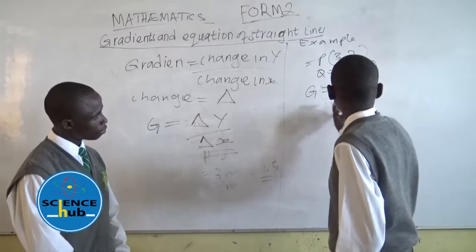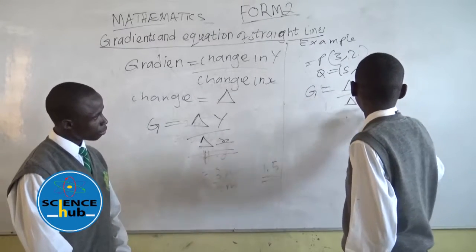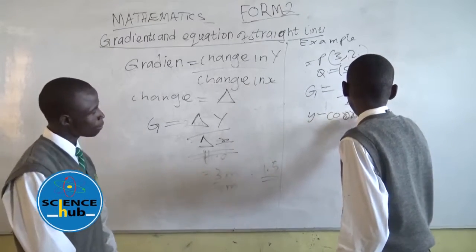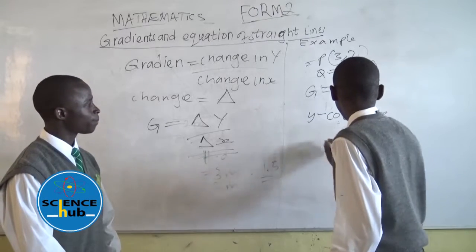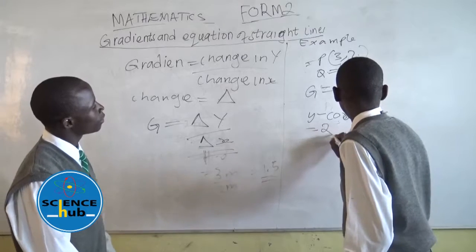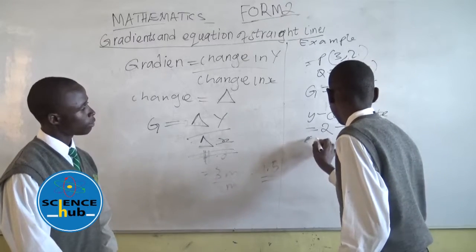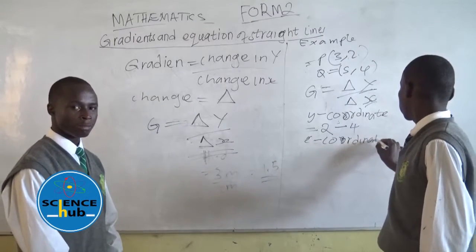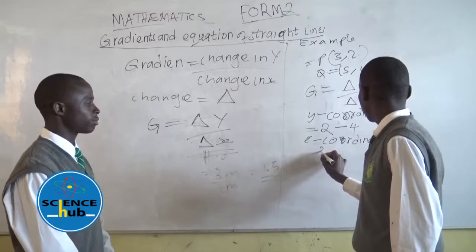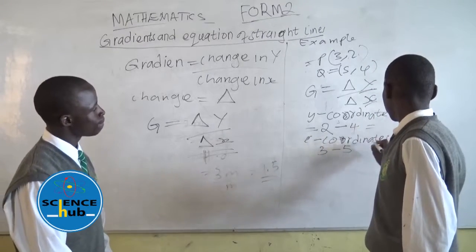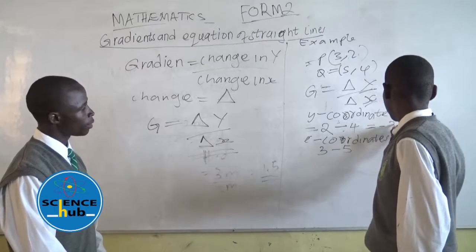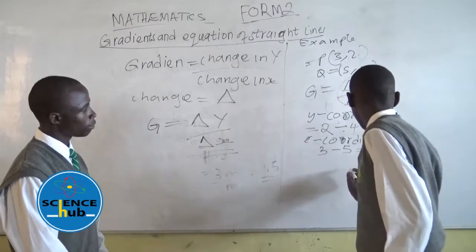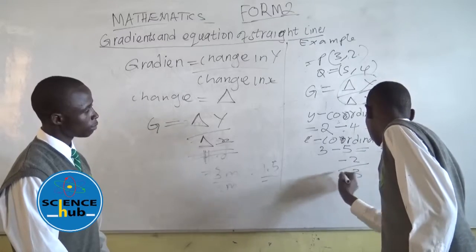So here we identify the y coordinates and the x coordinates. So the y coordinates is 2 minus 4, and x coordinates is 3 minus 5. So we find the difference here, that is -2, here -2. So we use this formula. So -2/3, that is the gradient.